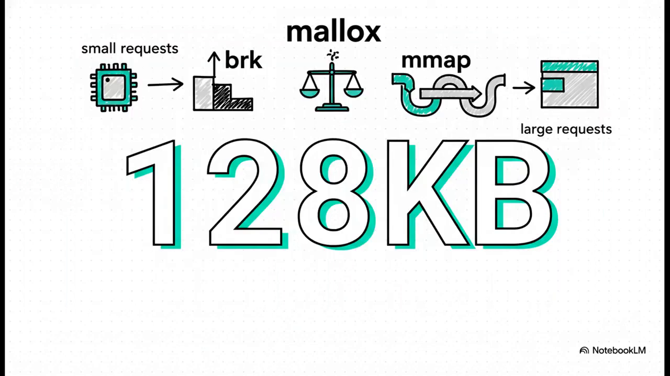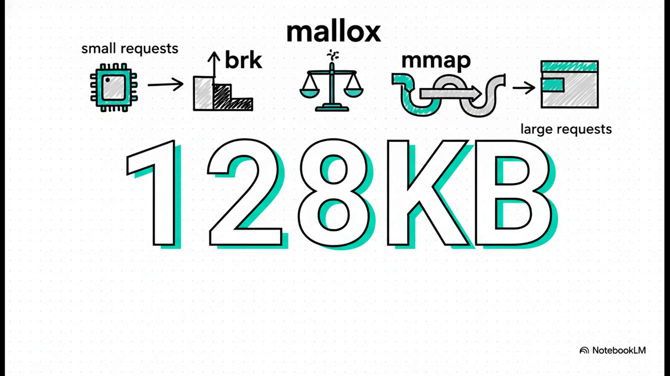So which one does a call like malloc actually use? The answer is, it depends. Modern C libraries are pretty smart about this. They use a hybrid strategy. For little tiny memory requests, they'll just use the fast and simple brk call.